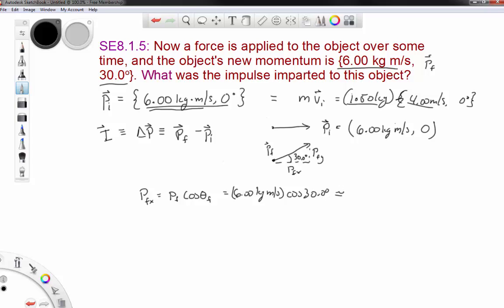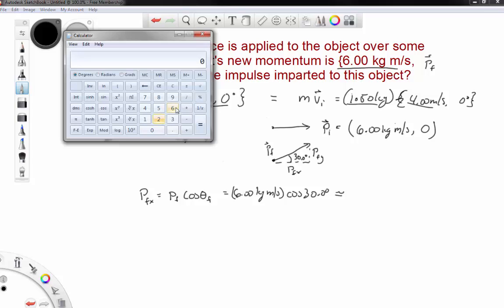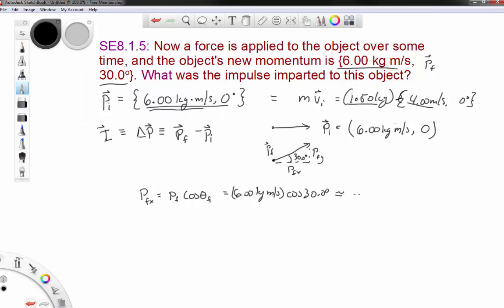So now it's convenient to use the calculator to do this. 6 times the cosine of 30. Cosine of 30 is going to be that square root 3 over 2 term again. So we end up with 5.196. I'll go ahead and keep all of those, some extra figures basically. So we said 5.196 kilogram meters per second.